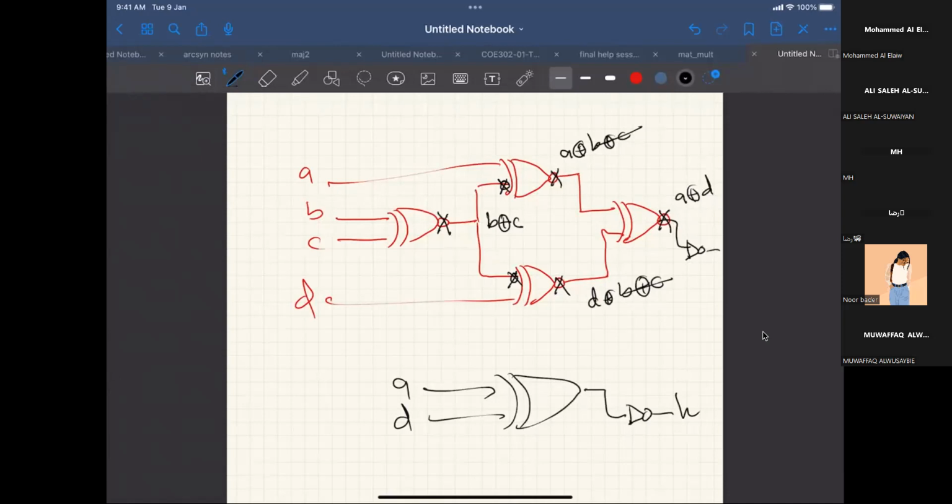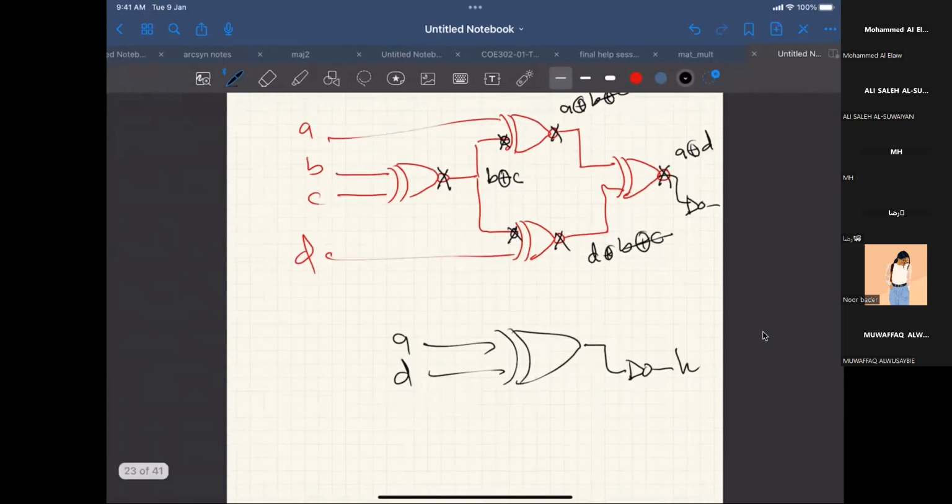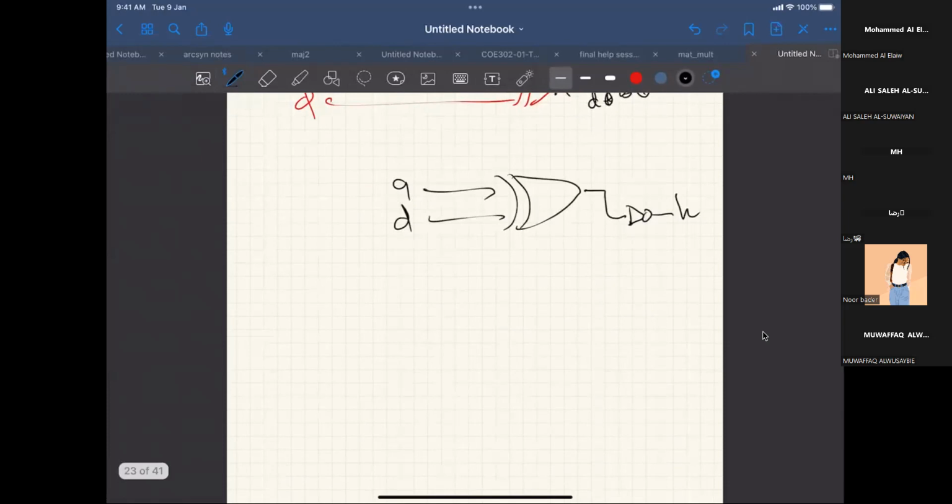But for standard form, if you don't specify that it is minimal, then it is not true. This is simple, I can convince you very easily. For example, if you have A, can you see my, am I sharing my iPad right now?